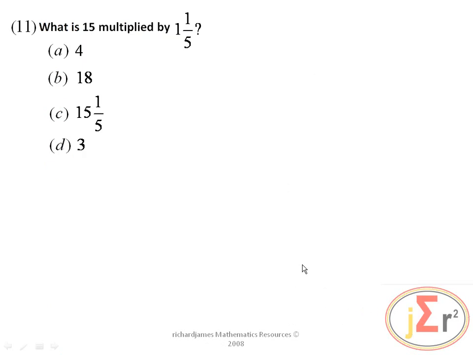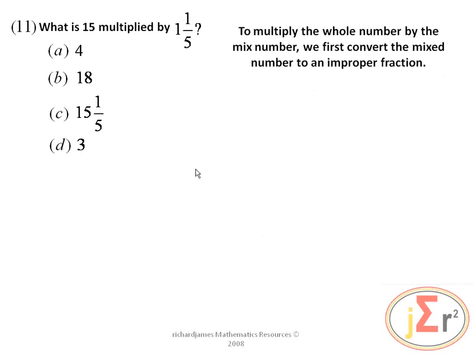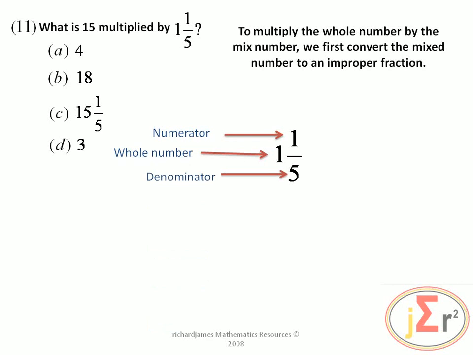What is 15 multiplied by 1 and 1/5? To multiply the whole number by the mixed number, we first convert the mixed number to an improper fraction. So we have a mixed number right here to be multiplied by a whole number. So we are going to convert this to an improper fraction. And of course, we are identifying the whole number in the mixed number. We have the whole number, we have the numerator, and we have the denominator.